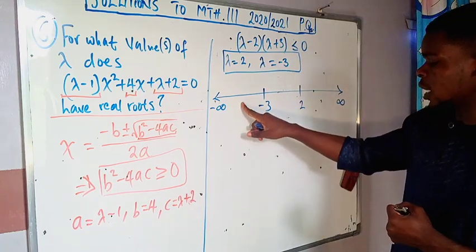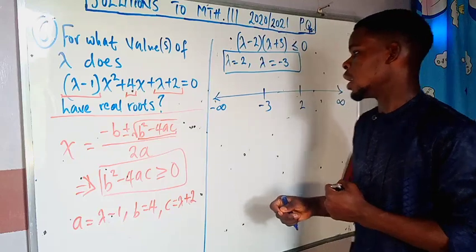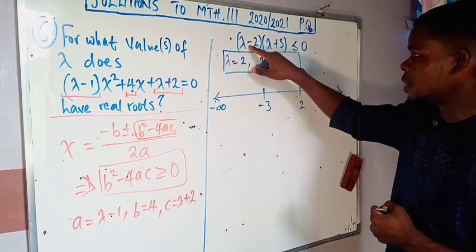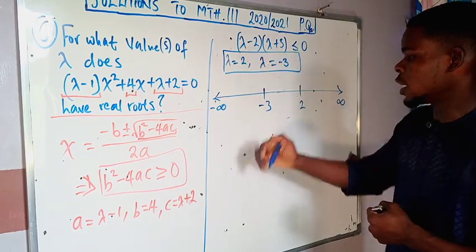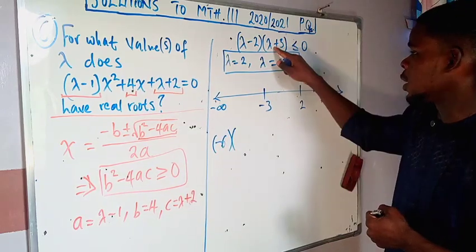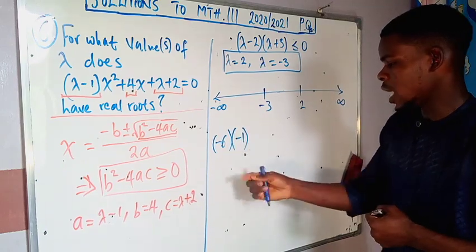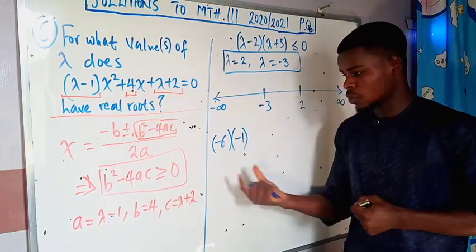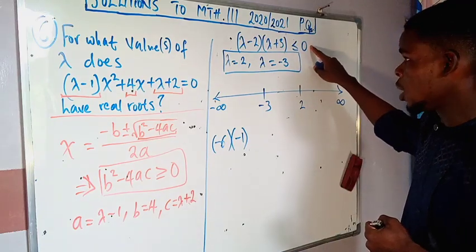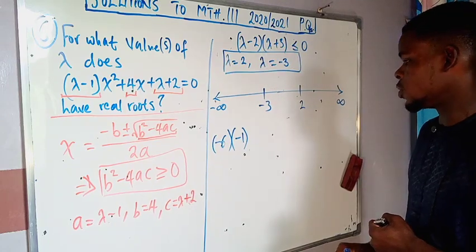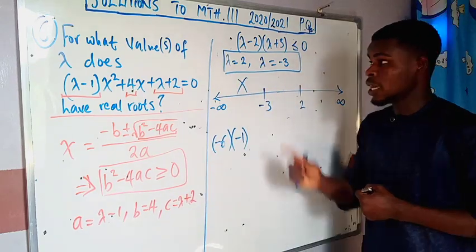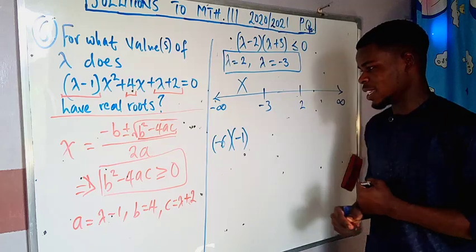So from the left-hand side of negative 3, we can choose negative 4, right? Let's see what we have. We substitute negative 4 in place of lambda in this inequality. That will give us negative 4 minus 2, that's negative 6. We multiply that by negative 4 plus 3, that's negative 1. So we have negative 6 times negative 1. When you multiply 2 negative numbers together, the result will be positive, meaning that the result will be bigger than 0. But we are looking at this inequality to be less than or equal to 0. So this product is bigger than 0, which means this interval does not satisfy the inequality.